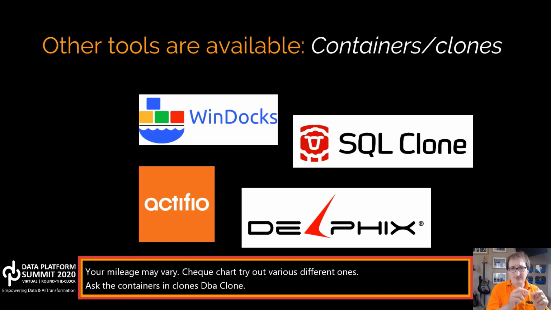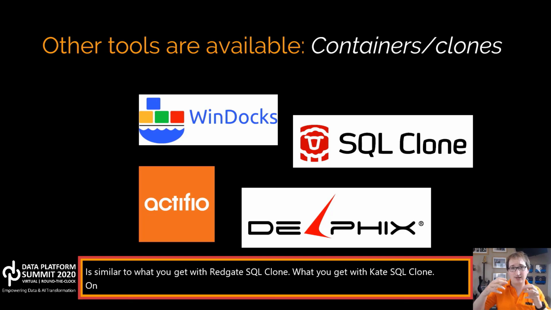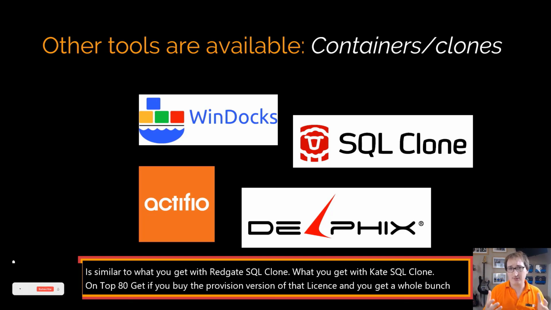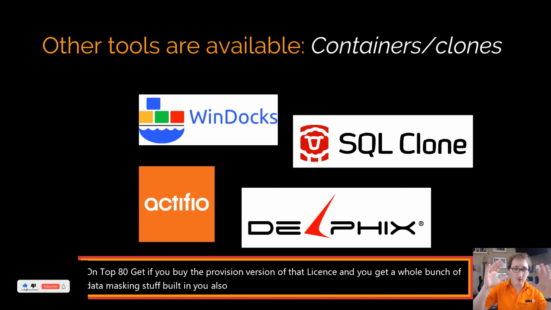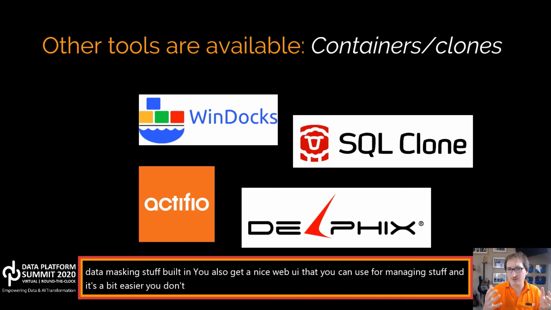dbaclone is similar to what you get with Redgate SQL Clone. What you get with Redgate SQL Clone on top is, if you buy the provision version of that license, a whole bunch of data masking stuff built in. You also get a nice web UI that you can use for managing stuff, and it's a bit easier. You don't have to be a PowerShell expert to be able to use it.